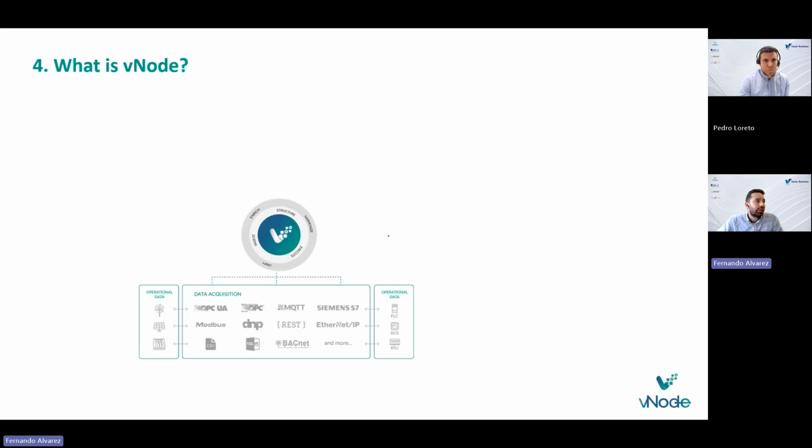vNode is a modular software. Once you install the software, you have many modules available inside. So it has the data collection. Here we can connect with OPC DA, OPC UA, Modbus, MQTT, Siemens PLCs, Allen Bradley PLCs, with vNode networks, and so on. So here we have all the data sources that we have in OT. We could say that the data collection modules allow us to read data from OT.